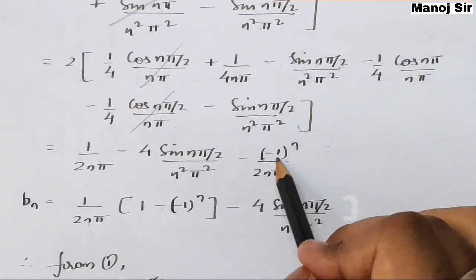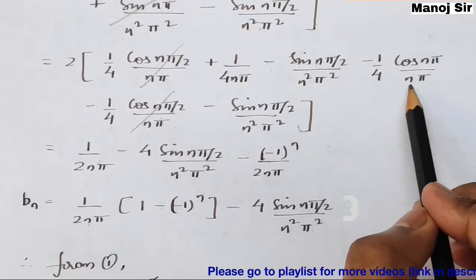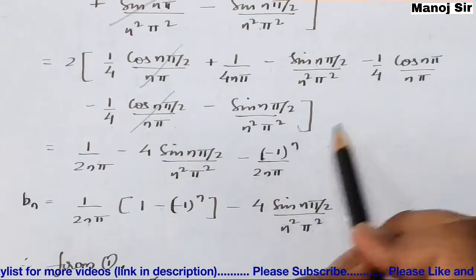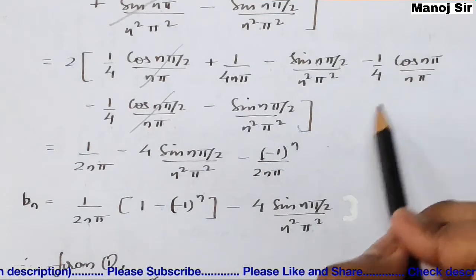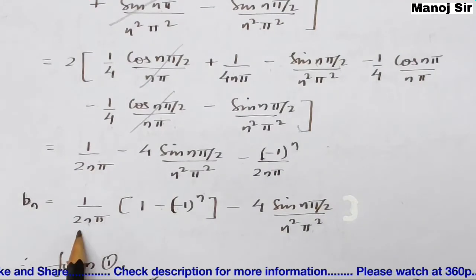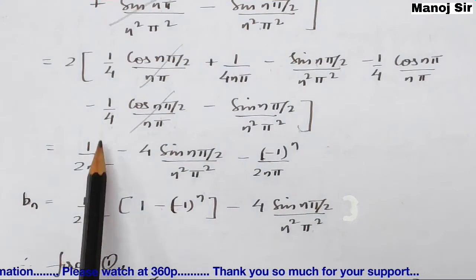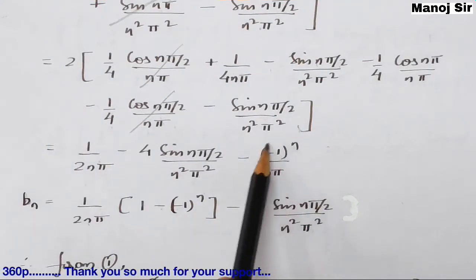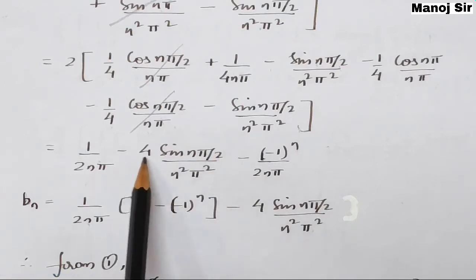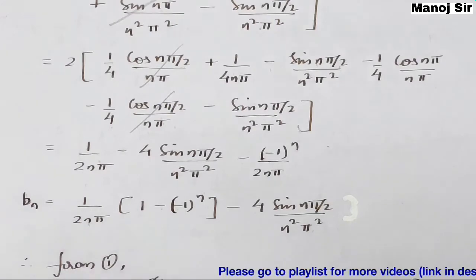This is minus 1 power n. Okay, we know that cos n pi is how much? Minus 1 power n upon n pi. Okay, so 2 into this will become 1 upon 2 n pi. In the numerator part we can write that is minus 1 power n. Okay, so finally we can say bn equals to 1 upon 2 pi. Yes, if you take this 2 part common, that is 1 upon 2 pi. Here what is left is 1, and what is left is minus of minus 1 power n. Okay, and this part is minus 4 times sin n pi by 2 upon n square pi square. Okay, this is the final value of bn.